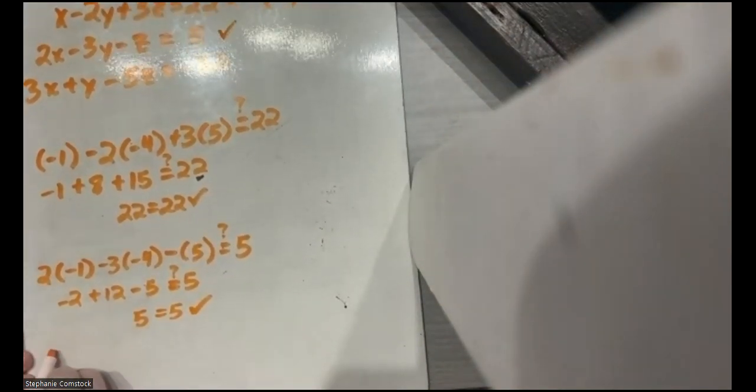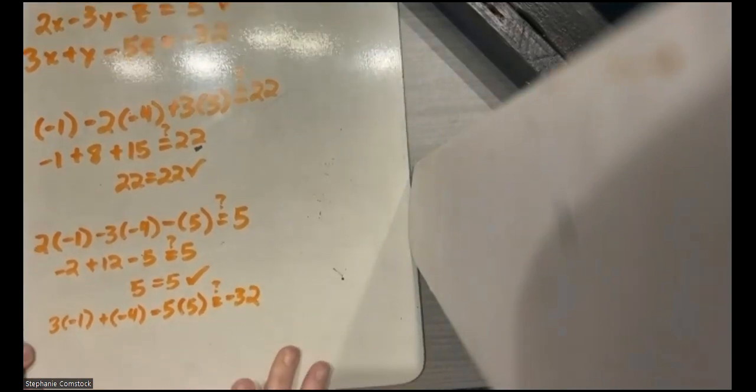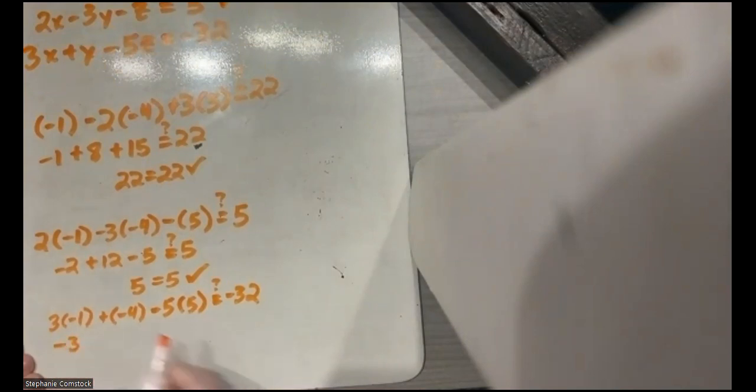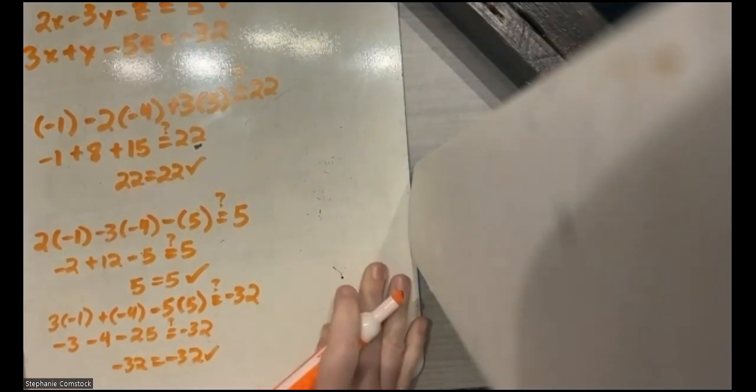So now we're going to try our third one. So we've got 3 times -1 plus -4 minus 5 times 5, and we're looking, does that equal -32? So I've got -3, that's going to be a -4, and that's going to be a -25, and again, we're checking, does that equal -32? -3 and -4 is going to be -7. -7 minus 25 is -32. So it works in that one.